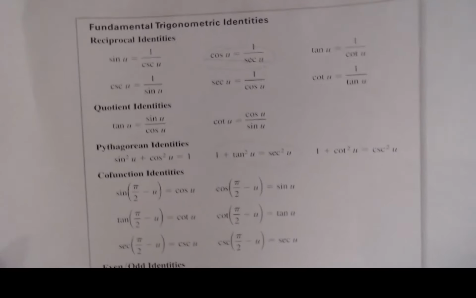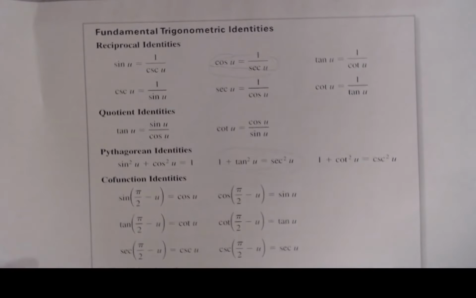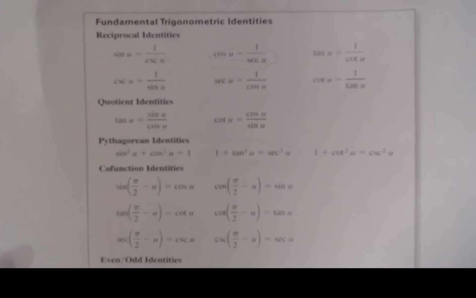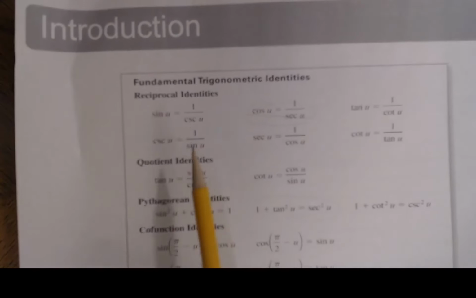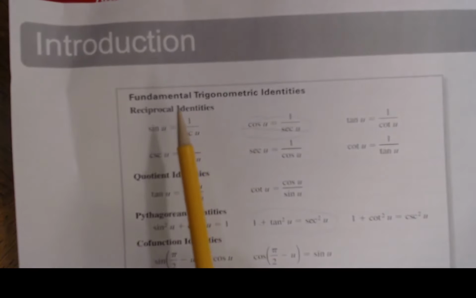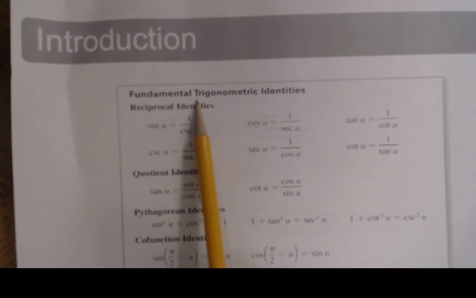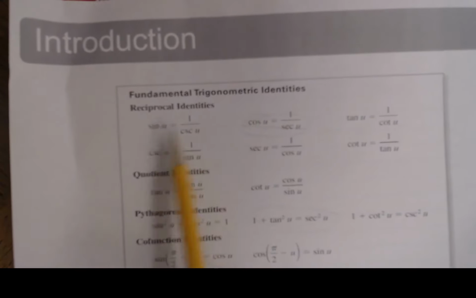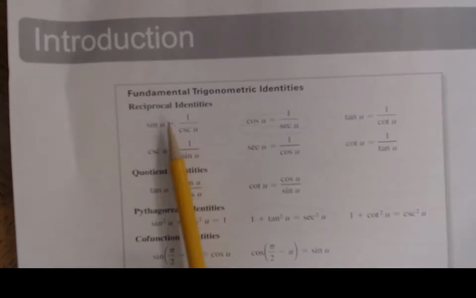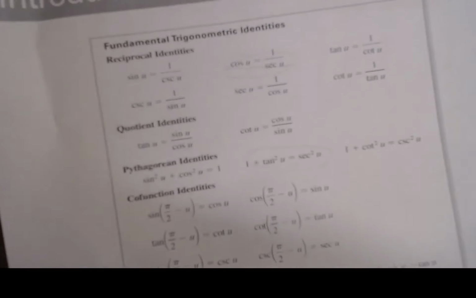This is how the trig identities that you need look. You need to print this out. This is slide number 6 of PowerPoint number 1 of lesson 5.1. You can find this in lesson 5.1, slide number 6. It's very important that you print this out and make this handy.